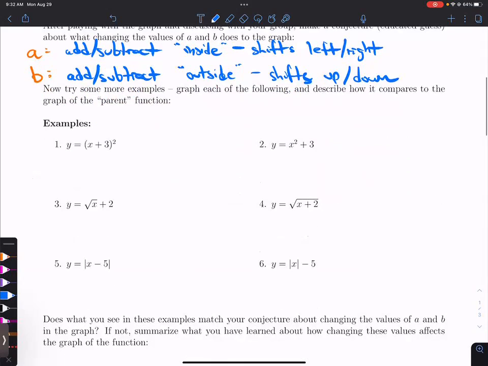All right, so again, take a couple of minutes if you haven't already. Think about these 6 examples here, and just real quick with your group, decide what you think these 2 things are going to do. How does that take the function and change it?